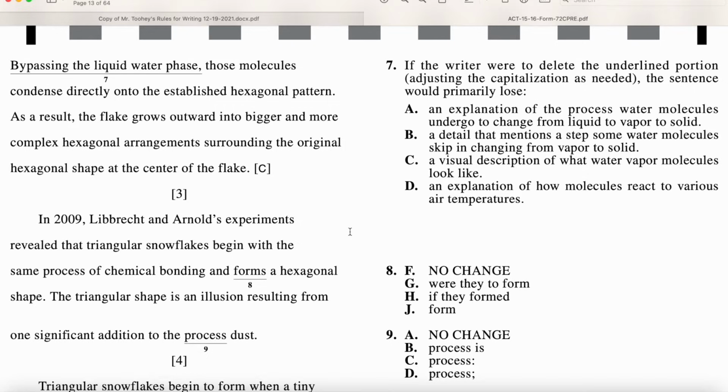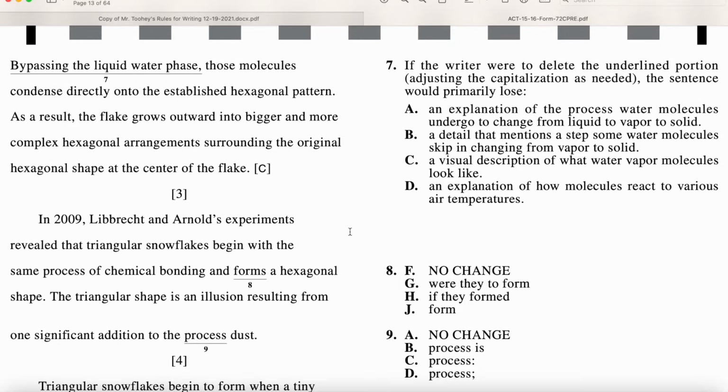Now, who or what is doing the forming of the hexagonal shape here? Is it the scientists? The scientists aren't forming a hexagonal shape. No, probably not. Oh, like the chemical bonding. Well, the chemical bonding isn't forming a hexagonal shape either. Triangular. Oh, the triangular snowflakes. The triangular snowflakes, yep. Does that make sense? Yes, sir. That's the subject here for this verb.